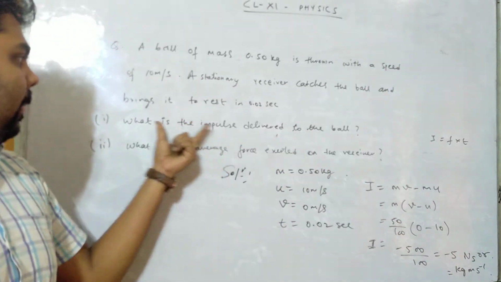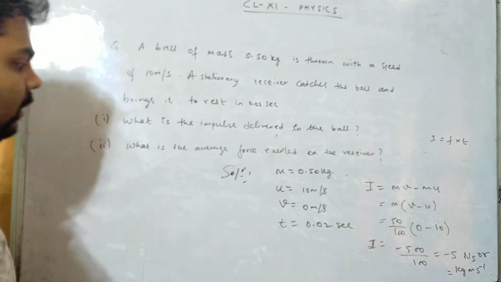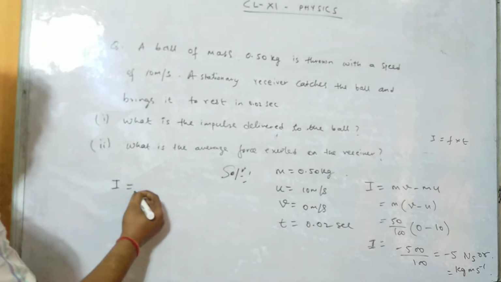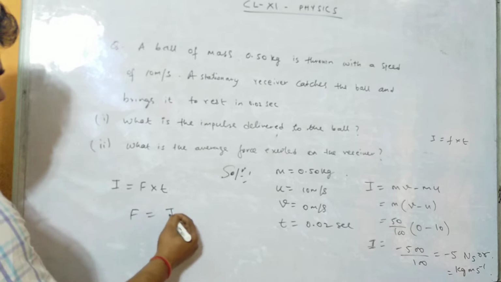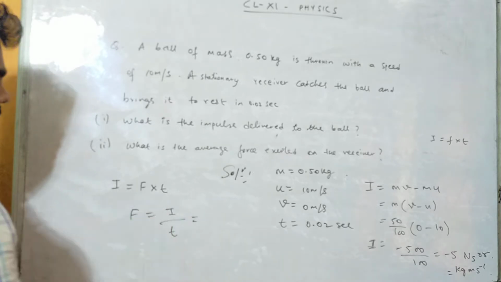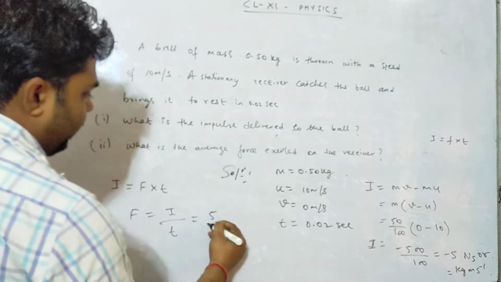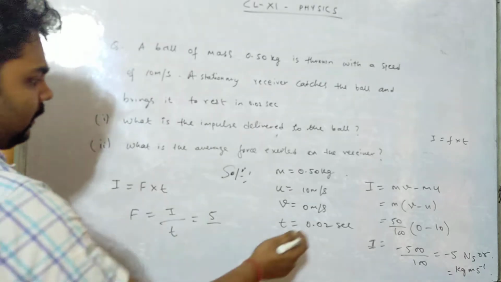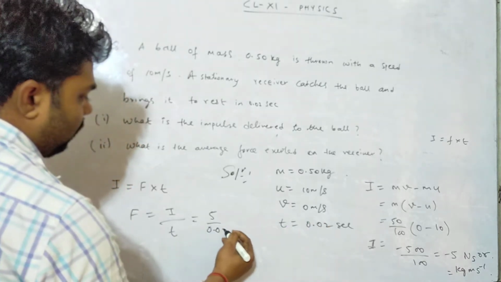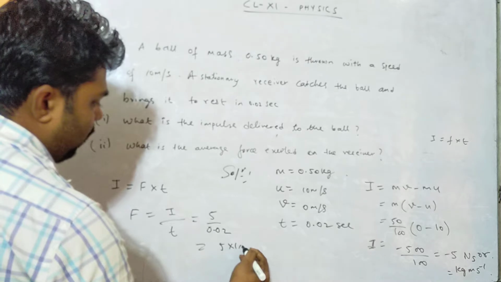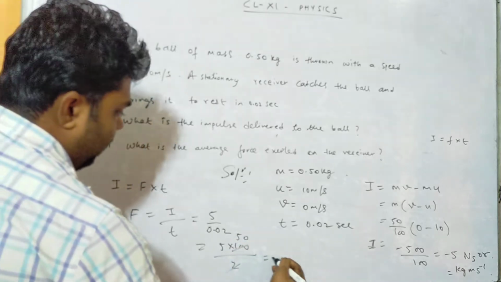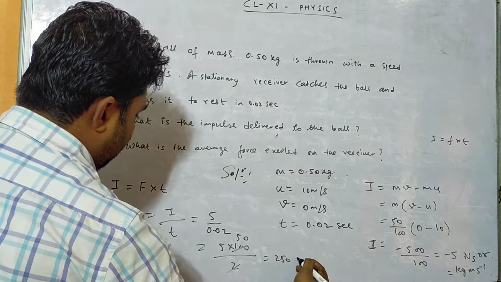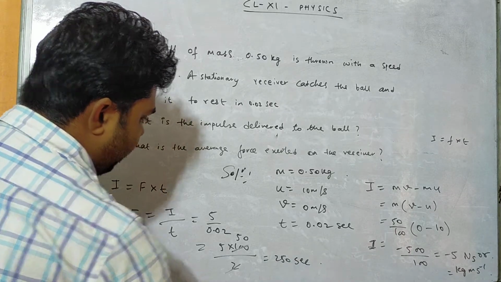Now, the impulse delivered to the ball. Impulse equals force into time. That means force equals impulse by time. So what is the impulse here? We will just take the magnitude, and time is 0.02. So 5 into 100 by 2, that is 250 newton.